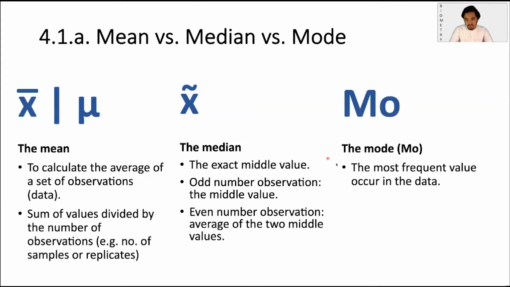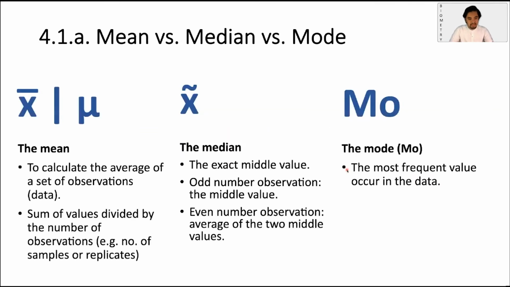All right. Now we have the mode. The mode is the most frequent value that occurs in your data. For example, you measure the frequencies, and you mention 1, 2, 3, 3, 3, 4, 5, 6, 6. Of course, 3 is the most frequent occurrence. Then 3 is considered your mode.